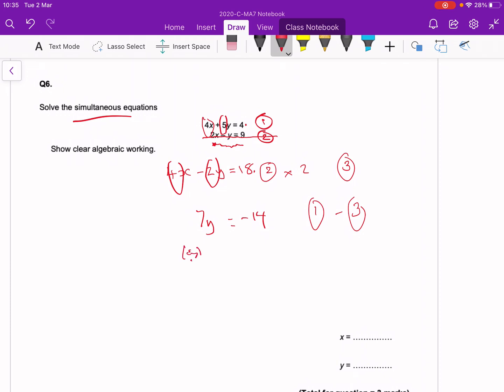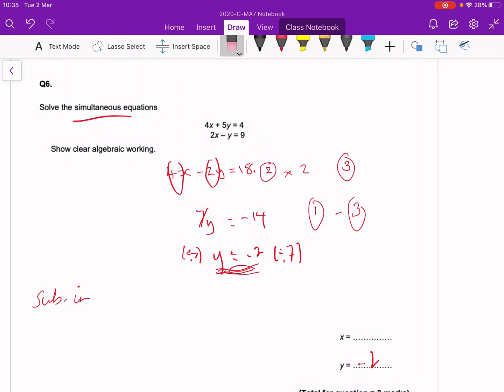I can divide it by 7 on the left and on the right. That gets rid of the times 7, so you're left with y equals, and divide a minus by a plus. 14 divided by 7 gives minus 2 for y. Okay, so minus 2 for y. That needs to go back into one of the original equations, either number 1 or number 2.